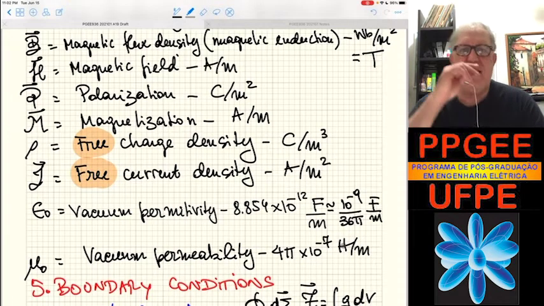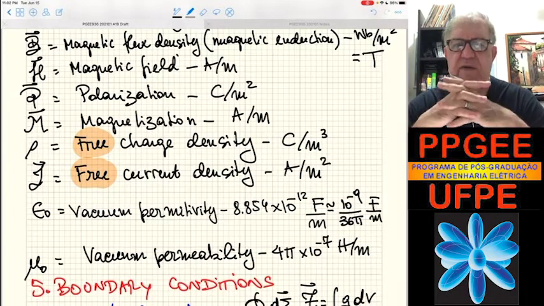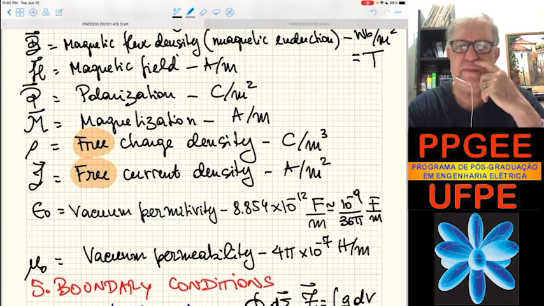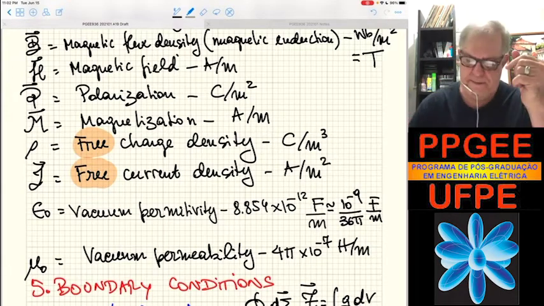Also, when we have to solve Maxwell's equations, we might have different media involved, and we have to employ boundary conditions because we are solving differential equations in those problems.